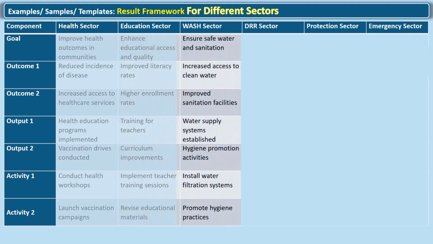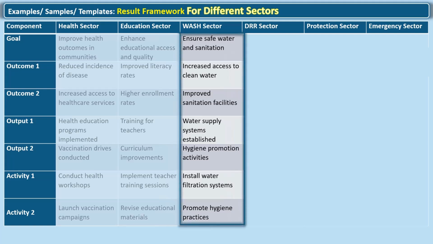Here is an example for wash sector. If the problem is related to safe water and sanitation, goal is to ensure safe water and sanitation. There are two outcomes. One is increased access to clean water. Another one is improved sanitation facilities. And these are the different outputs under each outcome: water supply systems established and hygiene promotion activities.